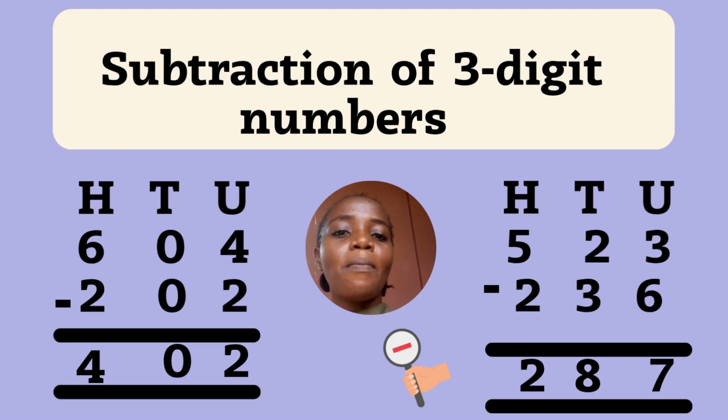So 1 minus 3 is equally impossible. What we simply do is borrow 1 from 5, add it to 1, we have 11. 11 minus 3 equals 8. Under the hundred place now, we have 4 left. 4 minus 4 equals 2.